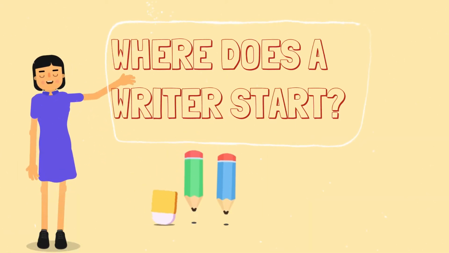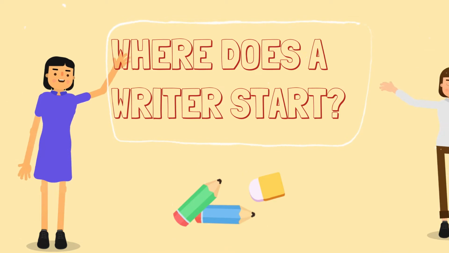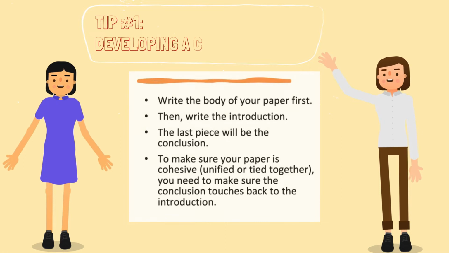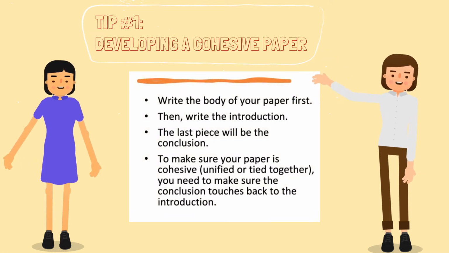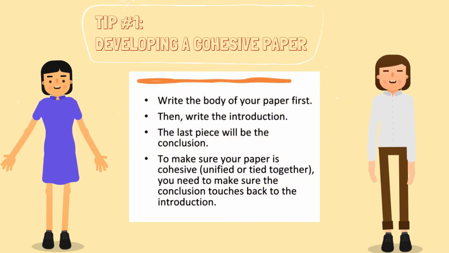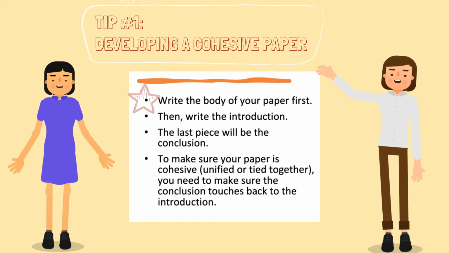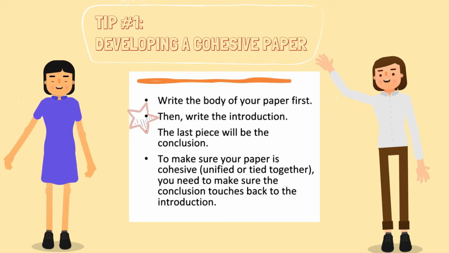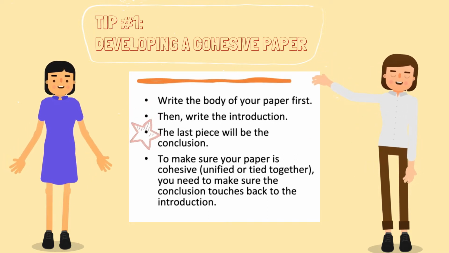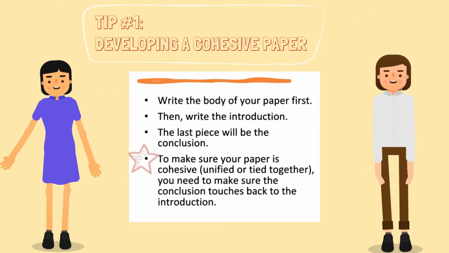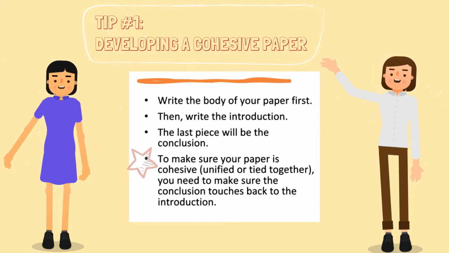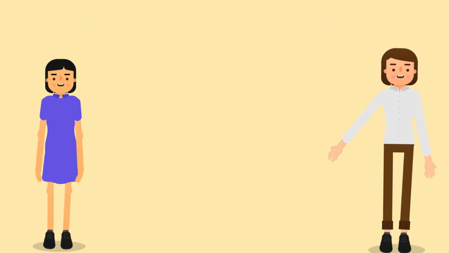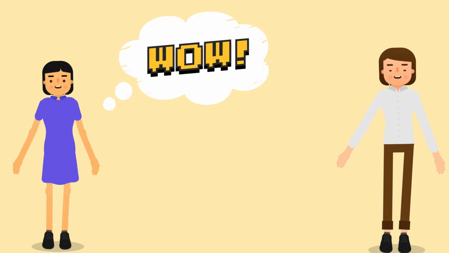Where does a writer start when developing an introduction and conclusion for their paper? First of all, we want to develop a cohesive paper. That means it needs to be tied together tightly. And to do that, you're going to write the body of the paper first. Then go back and write the introduction. The last piece that you will write is your conclusion. Make sure that the conclusion touches back to the introduction, and I'll show you how to do that in the following slides.